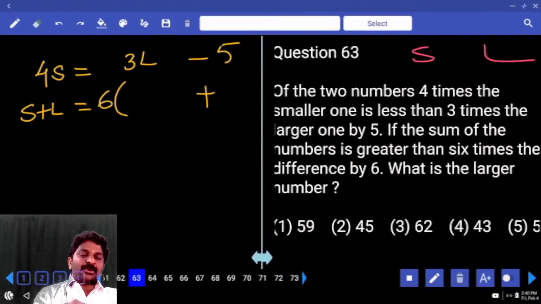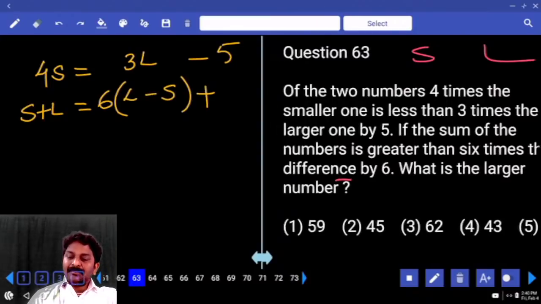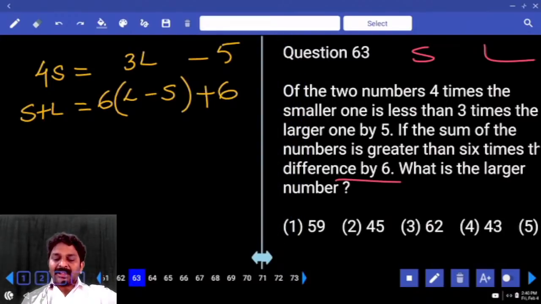6 times the difference. What do you mean by difference? It is always largest minus smallest only. Largest minus smallest, by 6. And we were asked to calculate the larger number.